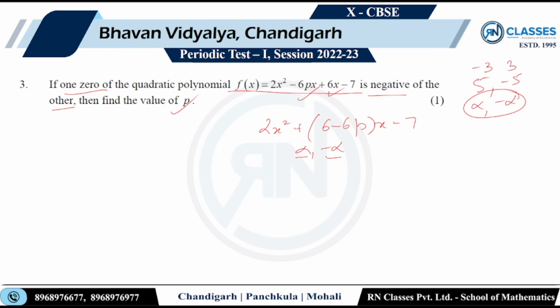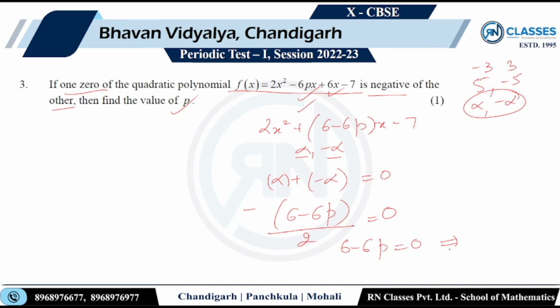Now alpha minus alpha. I think if I add the two zeros, right, the answer should be 0. Sum of zeros is 0. So sum of zeros I can use the coefficients also, right? So negative of coefficient of x, so 6 minus 6p, divided by coefficient of x square, which is 2, is equal to 0. So that means 6 minus 6p is equal to 0. So minus 6p equal to minus 6. So p is equal to 1, which is the answer.